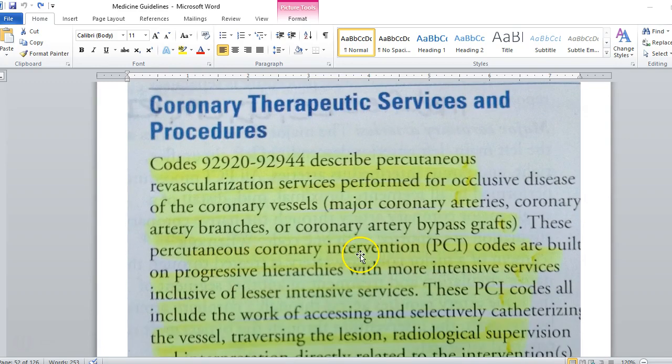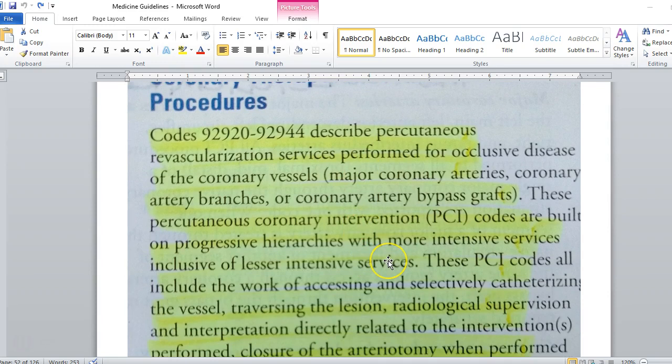Then we get to our coronary therapeutic services and procedures. So again, these are the codes that start on page 626, but are actually sequenced on page 629. It tells us codes 92920 to 92944 describe percutaneous revascularization services performed for occlusive disease of the coronary vessels. These are the major coronary arteries, the coronary artery branches, or coronary artery bypass grafts. So remember, the coronary vessels are the arteries and veins, specifically more like the arteries, that are going to feed the heart muscle its blood supply.